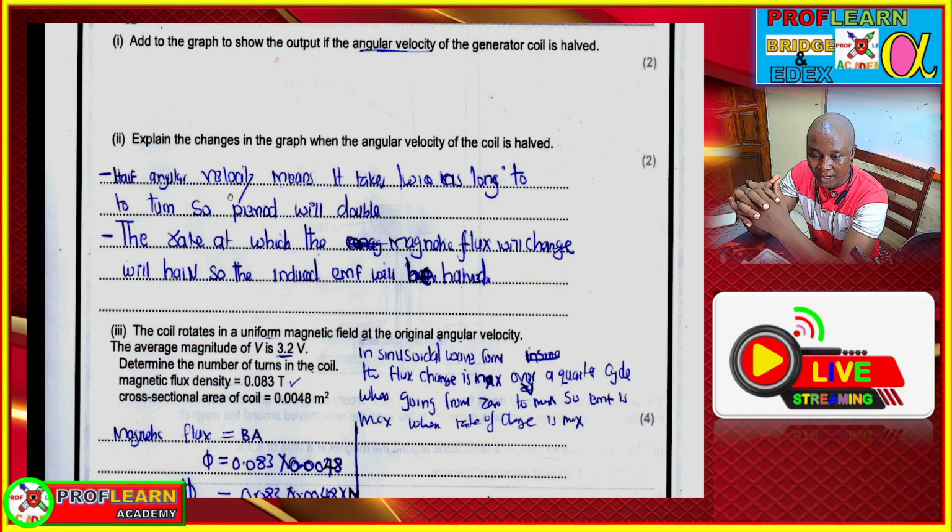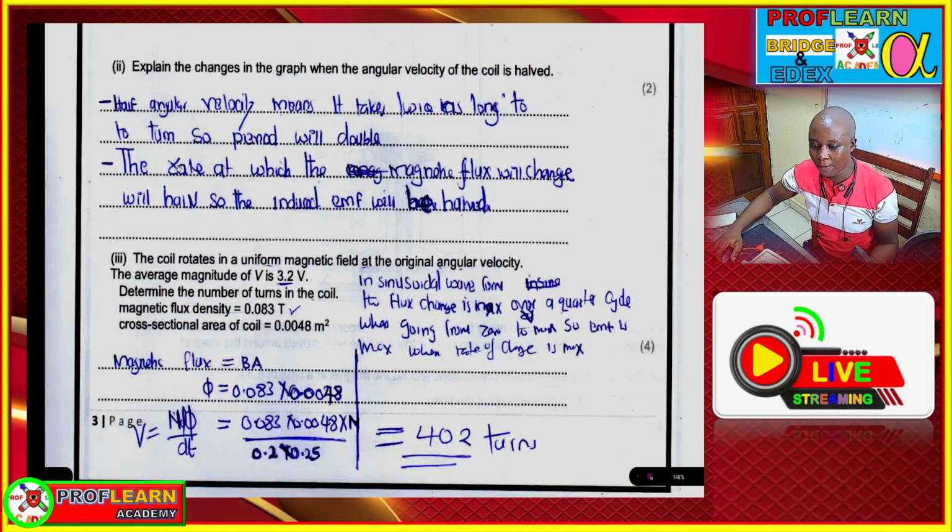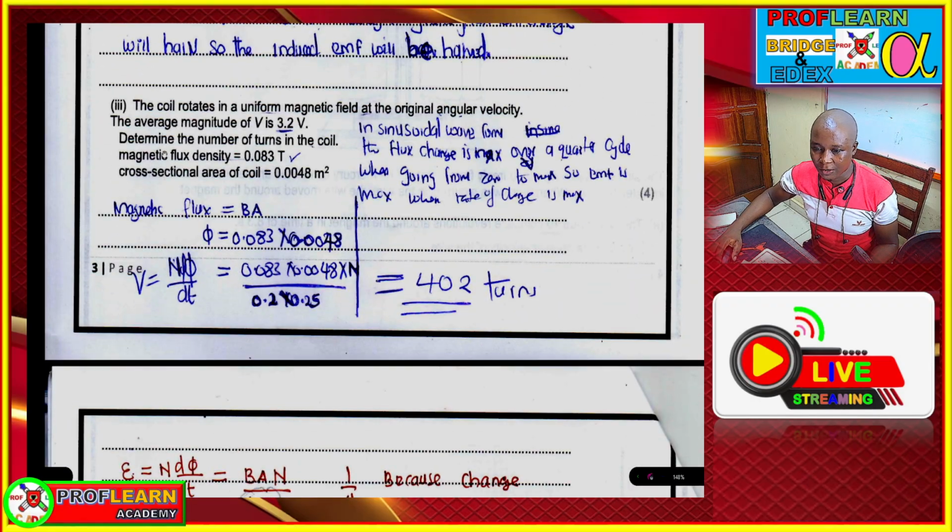Then we are going to say half angular velocity means it will take twice as long, so the period will be double. But the rate at which the magnetic flux linkage is going to change is going to halve. So the EMF is going to be halved. So that is the reason as to why I did that.